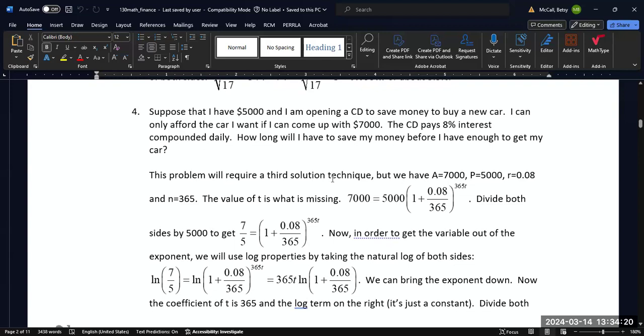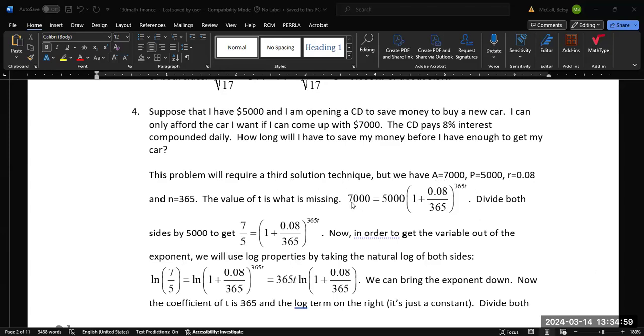Now, here's another example. We want to find out the time that we need. Suppose that I have $5,000 and I'm opening a CD to save money to buy a new car. I have $5,000 right now, but the car that I want needs $7,000. The CD pays 8% interest compounded daily. I want to know how long I will have to save that money in order to get this car.